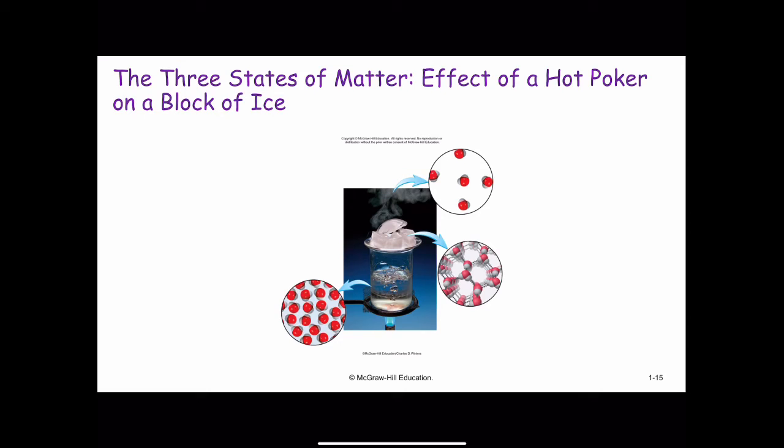Upon heating a solid like ice, it's going to melt to form water. The temperature at which this transition occurs is called the melting point. The melting point of ice is 0 degrees Celsius. Further heating will convert the liquid into a gas. This conversion takes place at the boiling point of a liquid. For example, the boiling point of water at 1 atmosphere is 100 degrees Celsius.